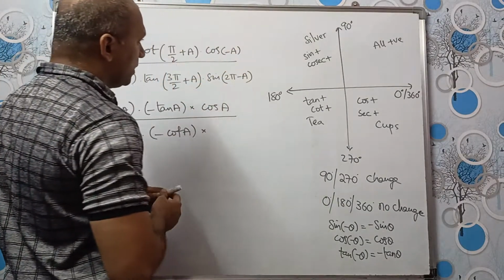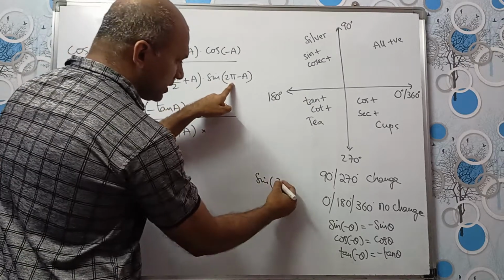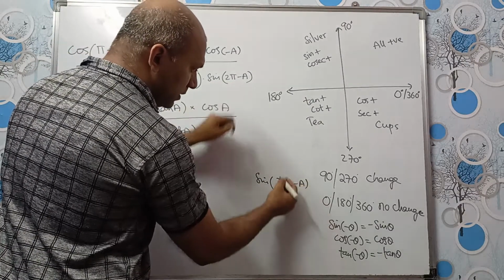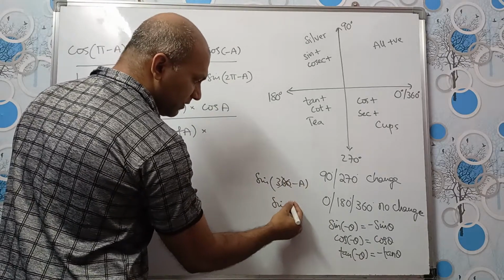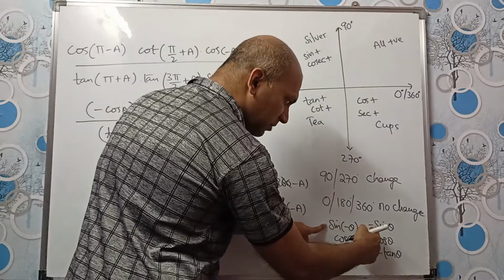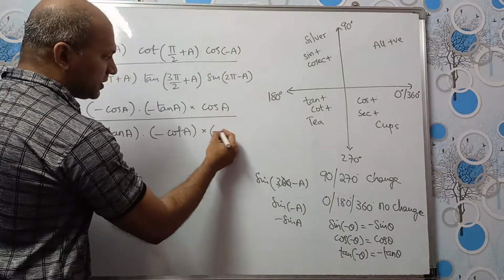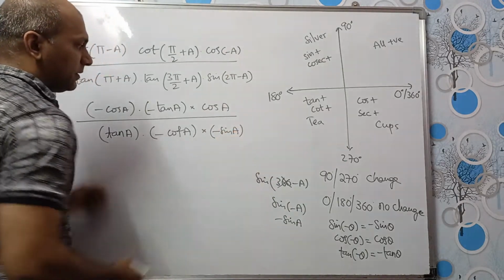Now we have sin 2 pi. 2 pi is 360. 360 minus a. So if you remove this 360, what is left? Sin minus a will be left, right? And what is sin minus theta? It is minus sin theta, so this will become minus sin a. So this is minus sin a.